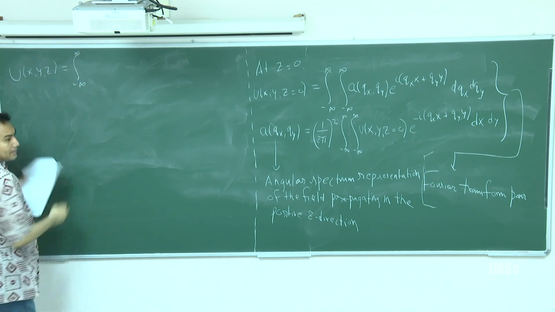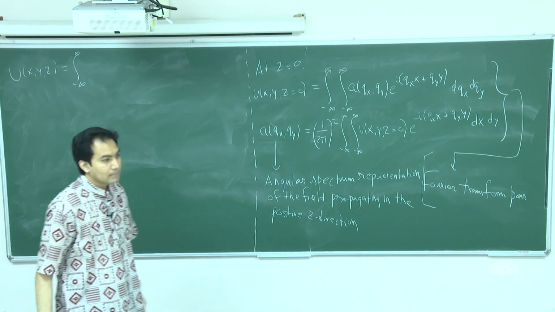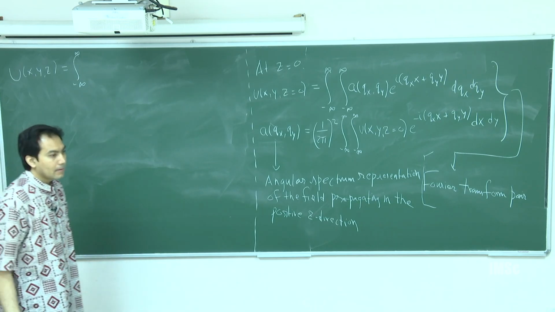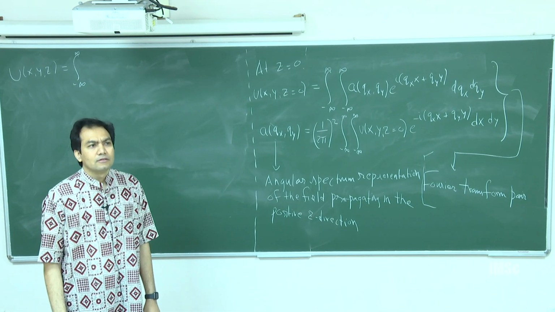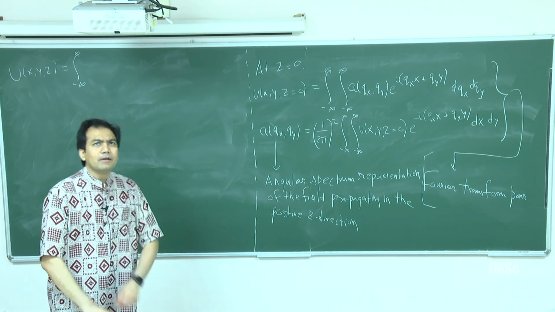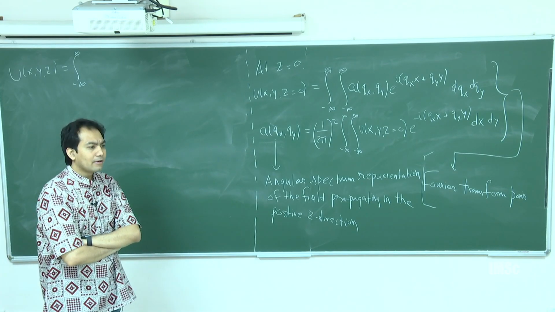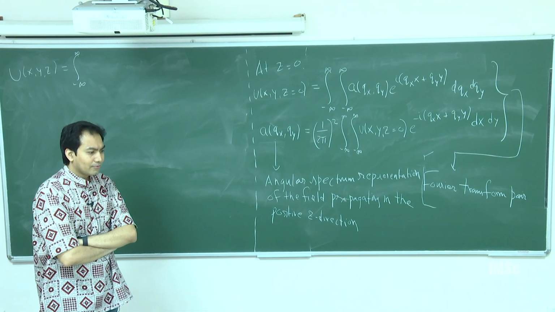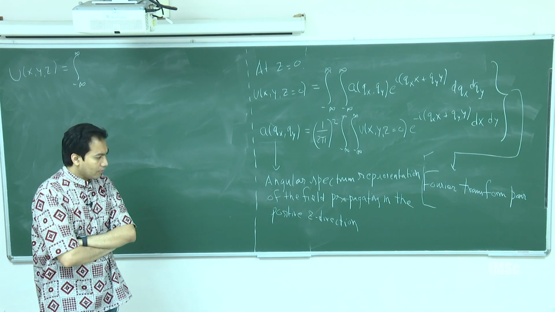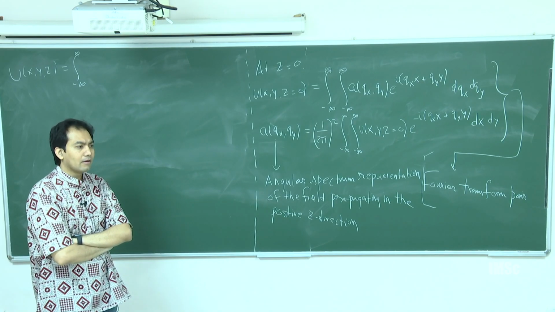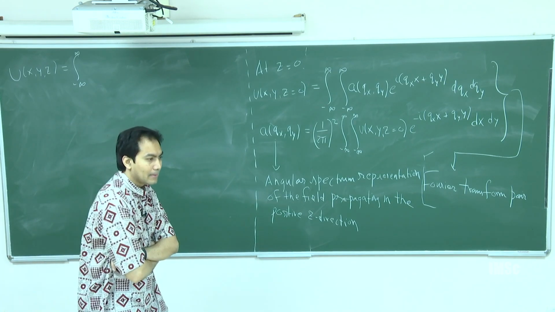If I take thermal light, there also the angular spectrum should be of Gaussian form? Typically, these are incoherent sources, so you could model them to be a Gaussian.